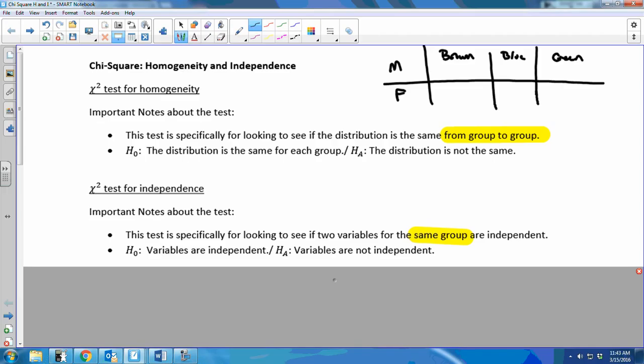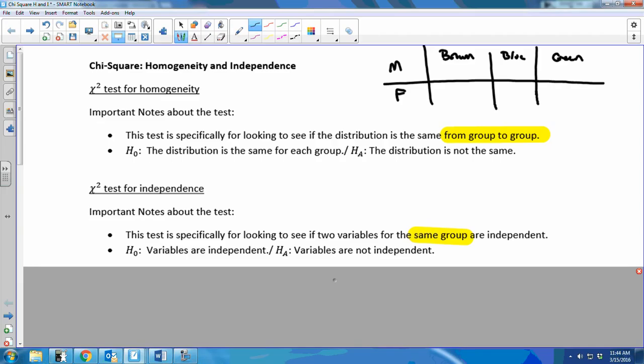Again, if we did two separate samples, one for men and one for women, I'd be checking to see if the distribution of eye color is the same for each group. That would be homogeneity. If I did one sample of people and then split them into men and women, then I'd be looking for a chi-square test of independence because I'm looking to see if the variables gender and eye color are independent of each other. Does that make sense? Do not just rely on looking at the tables. That will not help you.